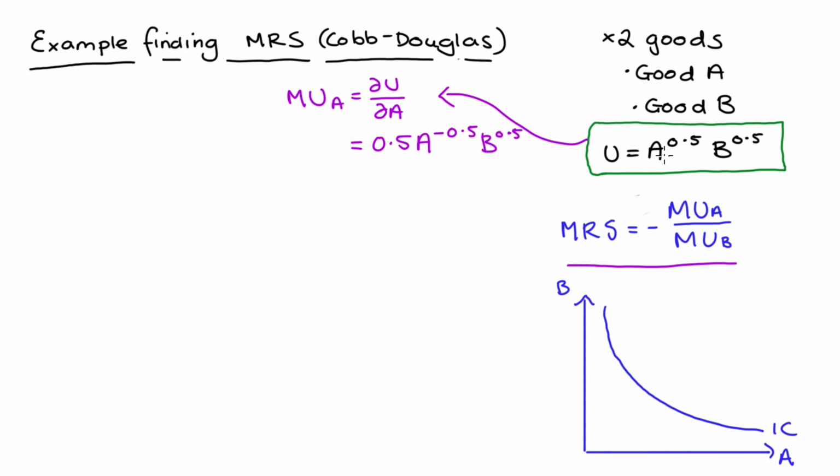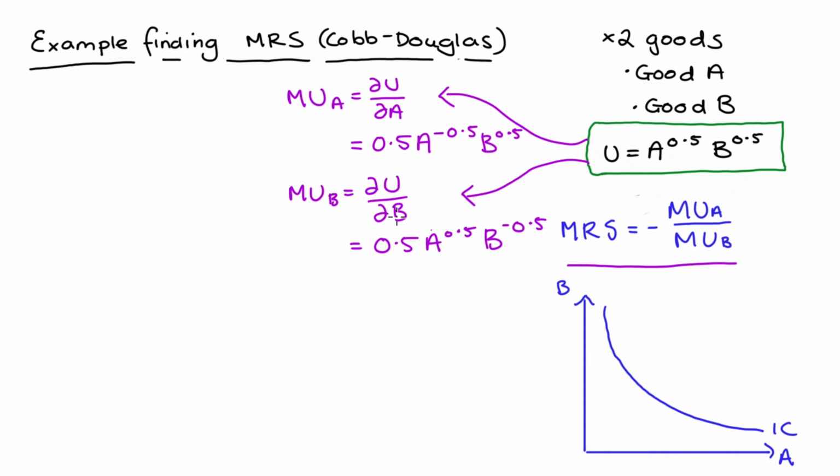We can then find the marginal utility of B, which again we find by taking the partial derivative of our utility function, but with respect to B. I'm going to start by taking the exponent on our variable B out the front again, so we get 0.5. We're going to leave A to the power of 0.5 as is because we're treating that as a constant. And that's multiplied by B, but we have to take 1 off the exponent, so 0.5 minus 1, so negative 0.5.